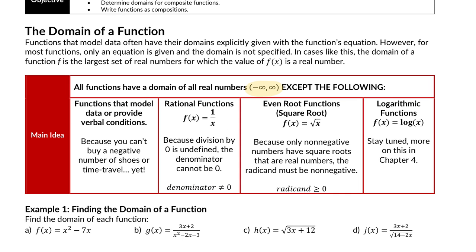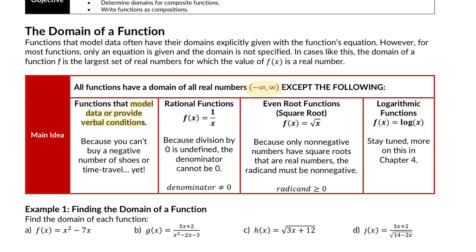Number one, functions that model data or provide verbal conditions. So like, let's say we have a word problem and it says that you're selling shoes or you're counting time. You can't buy negative shoes and you can't time travel. So we have to make sure in context of a real problem, we're not using negative numbers for time. We don't time travel in this class. Or you're trying to sell negative ice cream cones or negative shoes. That doesn't make sense. It's a real life thing.